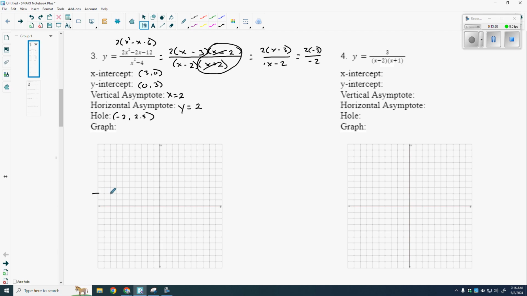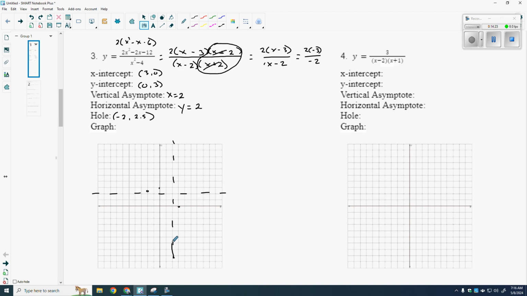Put all that stuff on the graph. Horizontal asymptote cruising across here at 2. Vertical asymptote cruising down here at 2. X-intercept 3, 0. Y-intercept 0, 3. Hole negative 2 and 2.5 sitting right there. It is an open circle. My graph must approach this asymptote. It must approach this asymptote.